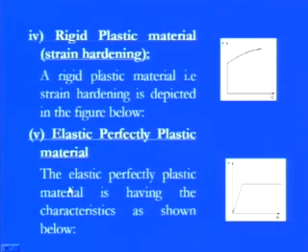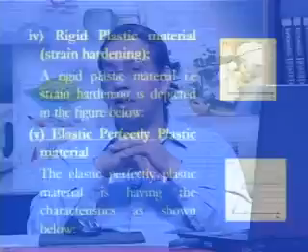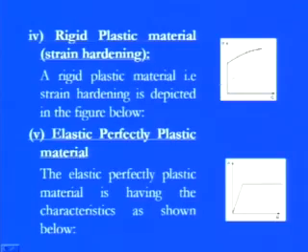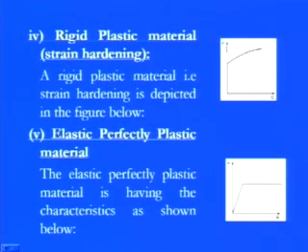Then we have a rigid plastic material. Rigid plastic says that though it is a plastic material, some sort of strain hardening is there. That means a rigid plastic material can show some variation in the strain irrespective of the stresses also. When you apply the load, it has a permanent set of deformation right away, but when we increase the load there is an increase in the stresses and a simultaneous increase in the strain also. So we can say this kind of strain hardening is there.